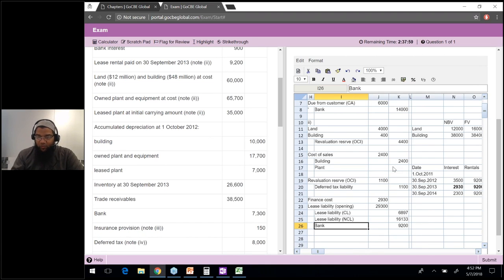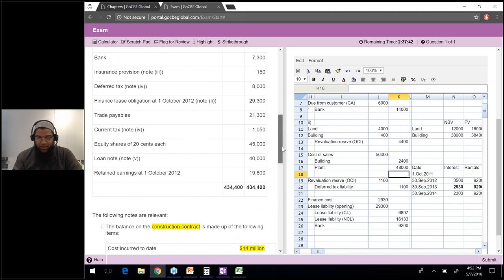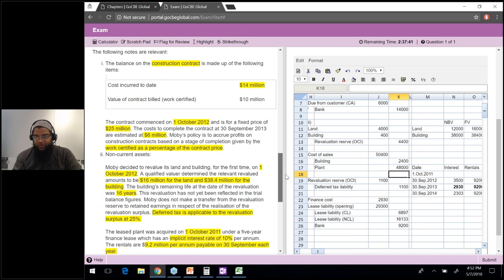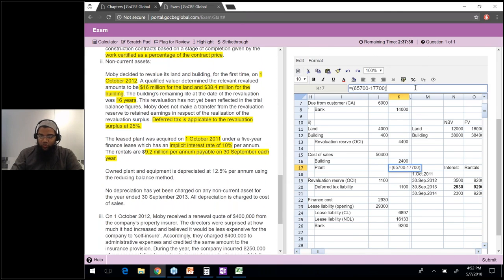So the depreciation for plant is going to be on reducing balance basis. So we are charging 65,700 minus 17,700 of the accumulated depreciation into the depreciation rate. For that, we need to go back downwards. It was 12.5%. So into 12.5% will give us the depreciation of the plant. And if you see, this will automatically be added to the cost of sales.